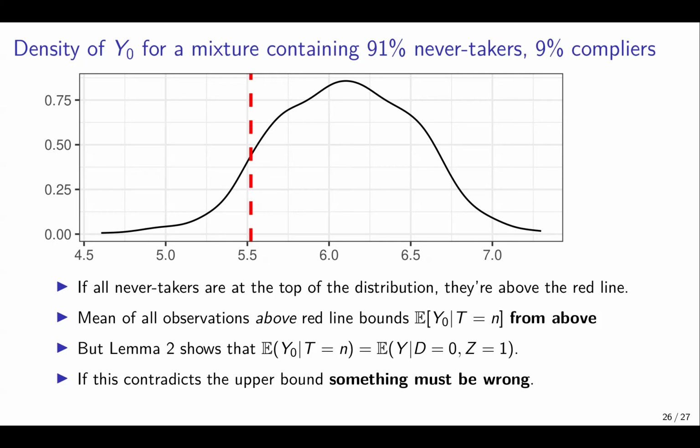So this is actually important enough that I really want to emphasize it. We have these LATE assumptions. They imply that we know the mean of Y0 given T is equal to N. We know the average log untreated wage for a never taker. It's just an average of Y for D is 0 and Z is 1. That's because under our assumptions, crucially no defiers, anybody who is untreated but has the instrument turned on must be a never taker. So we already know that average.